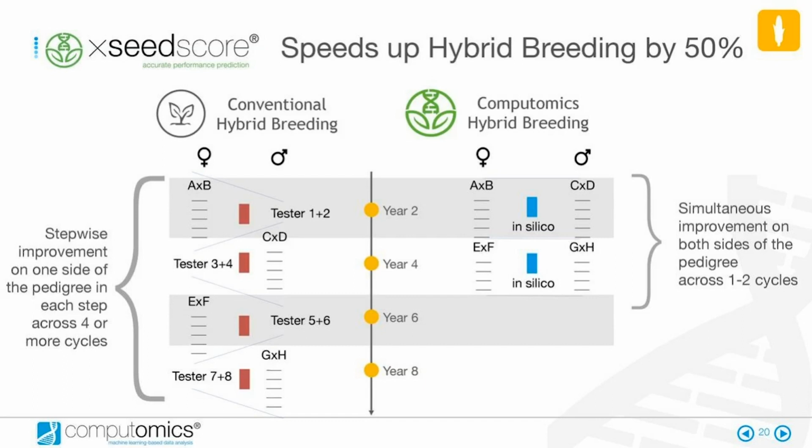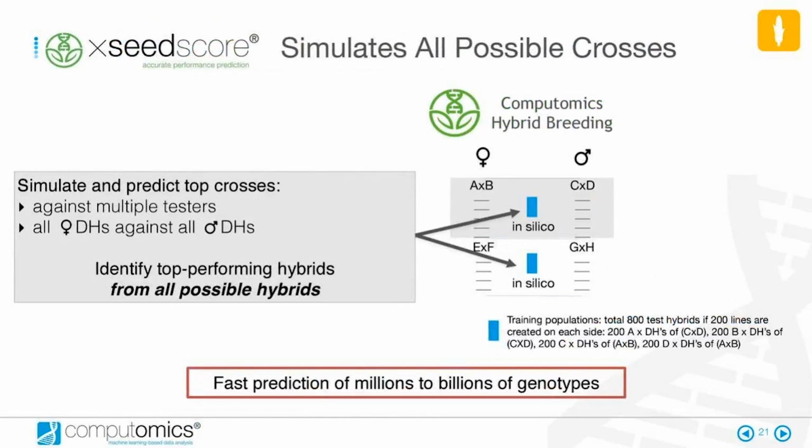In the breeding scheme of one of our customers, this saved half the time of the breeding pipeline and increased the number of candidates 10 times. The classical approach would only evaluate the performance of top cross hybrids, as there is limited field space. As we simulate all possible crosses, our search space to identify high-performing hybrids is vastly larger. We can simulate and predict millions to billions of genotypes within a couple of hours.